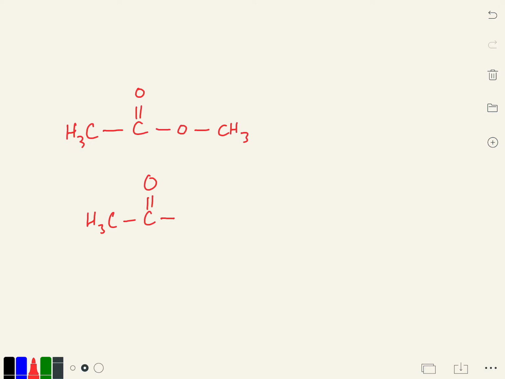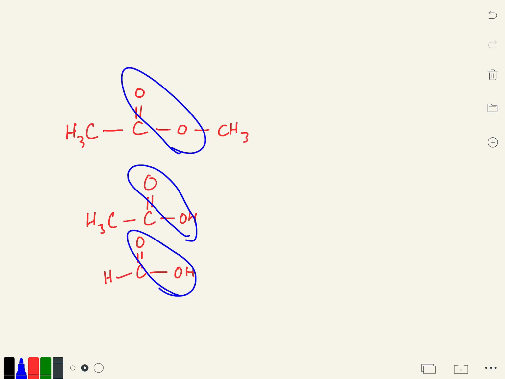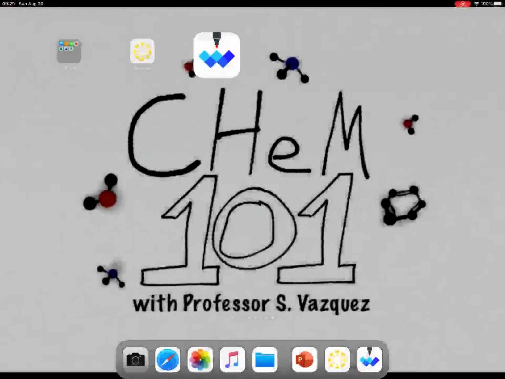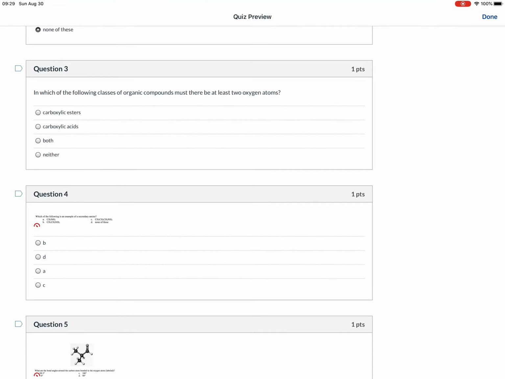For a carboxylic acid, well, I guess the simplest one could have an H on it, but it has to have an OH attached to the carbonyl carbon, the C double bond O. So you can see here that there needs to be at least two oxygens in our carboxylic acid and our carboxylic ester. So the answer there is both.